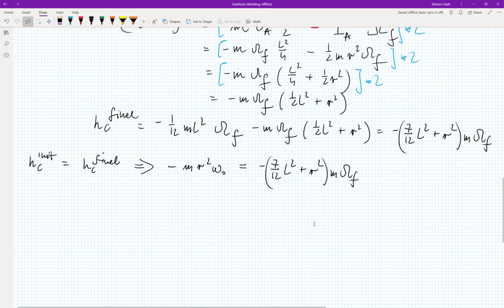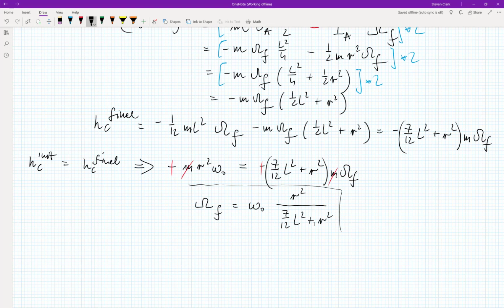Okay, so I think that a couple of things simplify in here. I think M simplifies, these minuses will simplify, and I think that we are ready to find omega final. Omega final is equal to omega 0 R squared divided by 7 divided by 12 L squared plus R squared. This is the final answer.